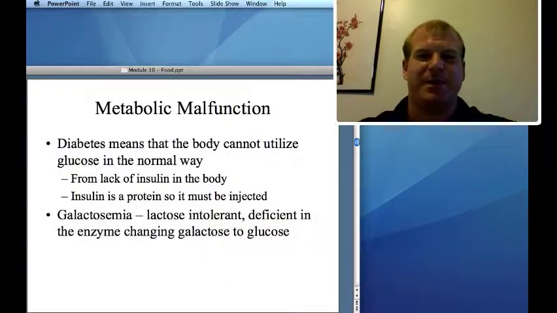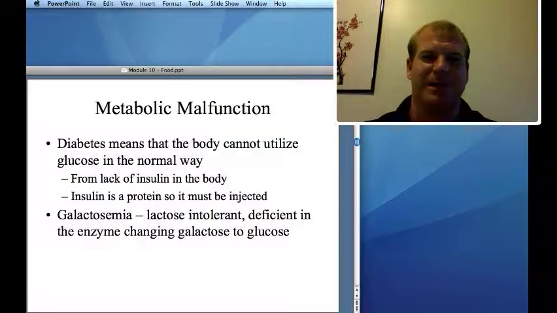There are other types of metabolic malfunction diseases. Diabetes is one. This is from a lack of insulin, and insulin is a protein. It needs to be injected into people. You can't eat insulin. Well, you can eat it, but your body will digest it, and it'll just be a very expensive protein shake. So insulin needs to be injected. Both types of diabetes deal with the way the body metabolizes glucose.